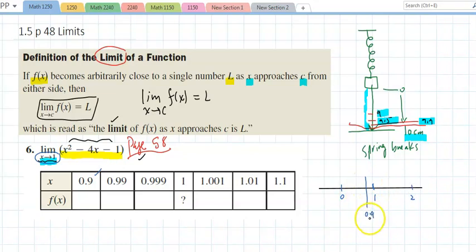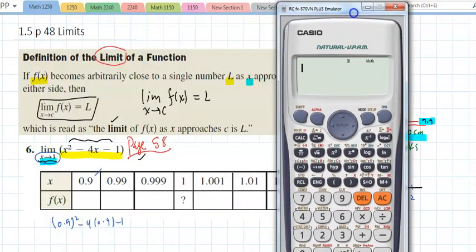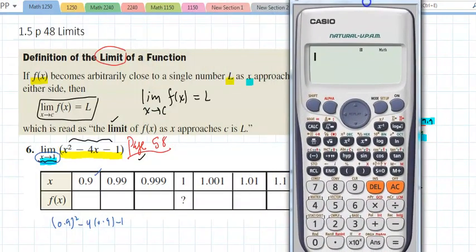So give me a number close to 1, not equal to 1. We can never use 1. We're going to pick 0.9. So I'm supposed to take, in this case, 0.9 squared minus 4 times 0.9 minus 1. But my calculator is capable of doing this for me. I don't have to do this over and over and over.